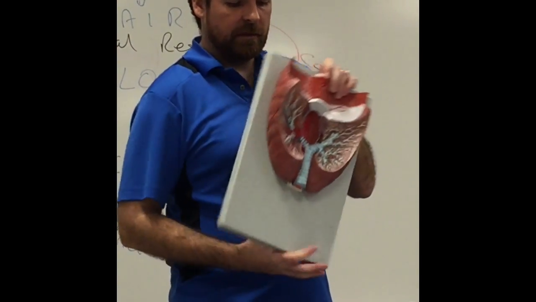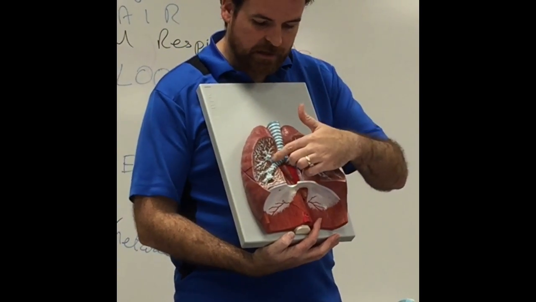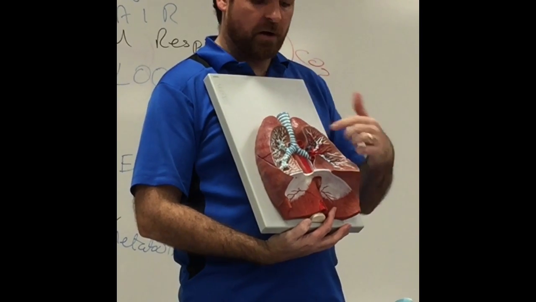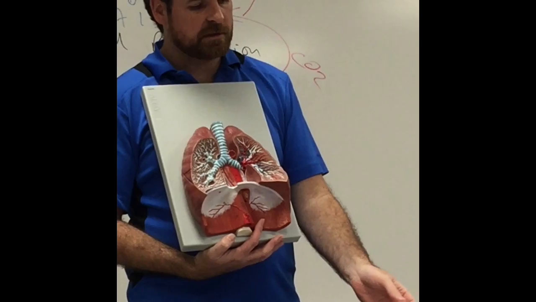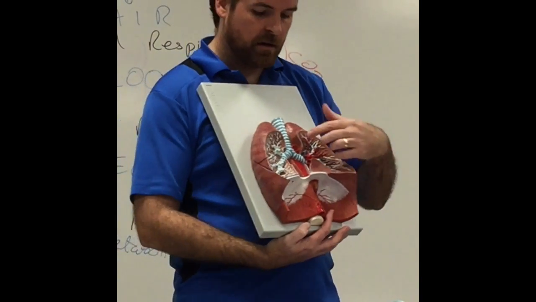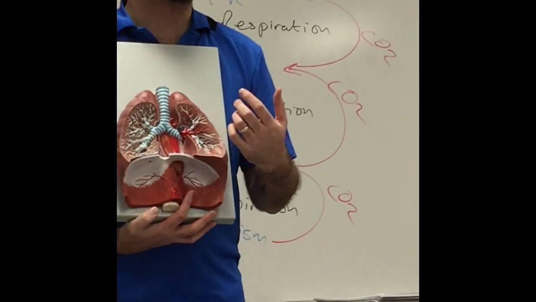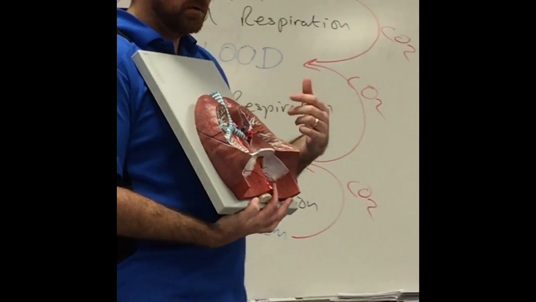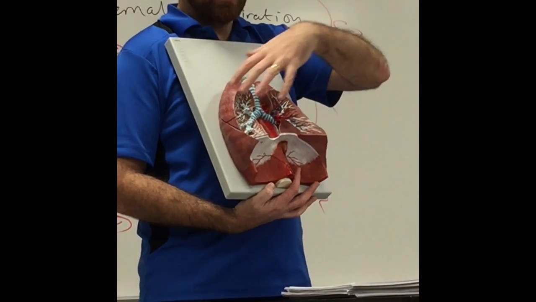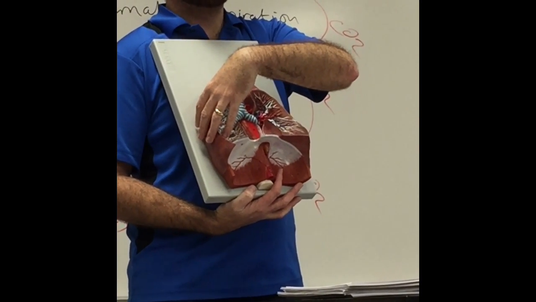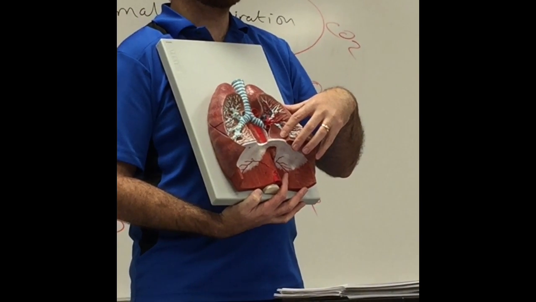So the next branches off of the primary bronchi, I can turn the right one around now, are the lobar bronchi, and you can see those on page 68, also known as secondary bronchi. So each secondary bronchus feeds one lobe of each lung, which would mean that there are three secondary bronchi on the right lung and two secondary bronchi in the left lung.